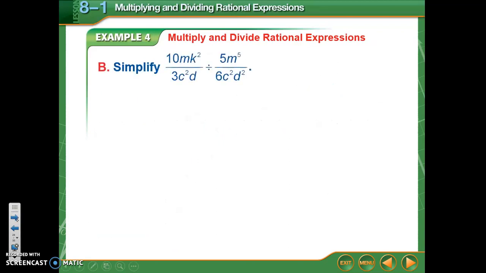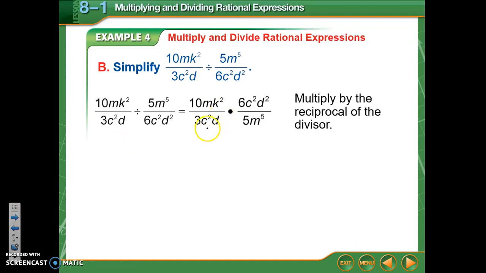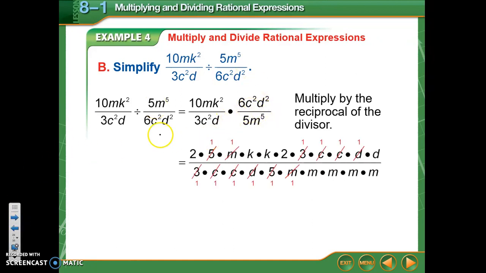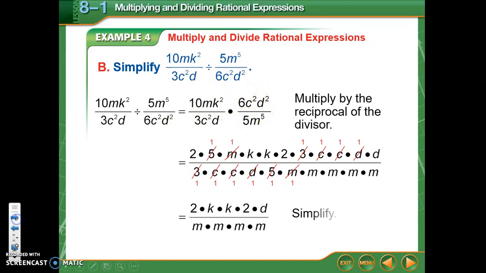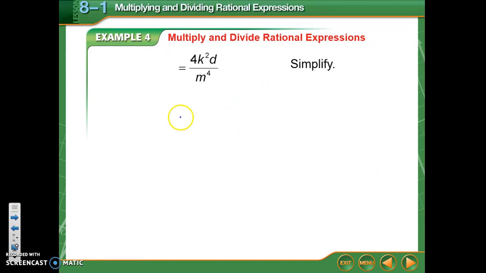Okay, and if I'm going to divide, then I basically do the same thing. Notice here again I have monomials. There's no addition and subtraction, so I don't have to really do any factoring first. I rewrite it, I leave the first fraction the same, and I multiply by the reciprocal of the second fraction. And then I go back and do all of my dividing out again. So 10 over 5, that becomes 2 over 1, 6 over 3 becomes 2 over 1, and then I cancel out or divide out all of my different variables, and I'm left with 4k squared d over n to the 4th. So I've simplified as much as I can.